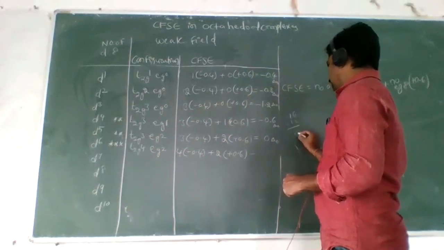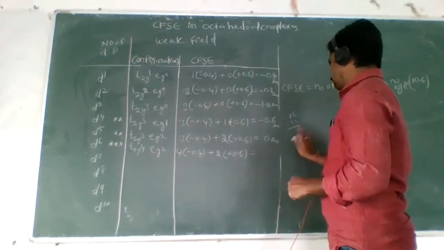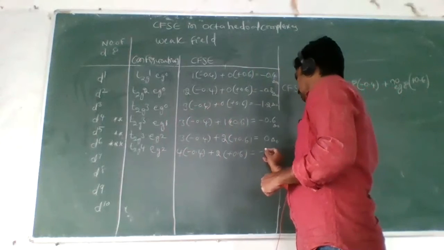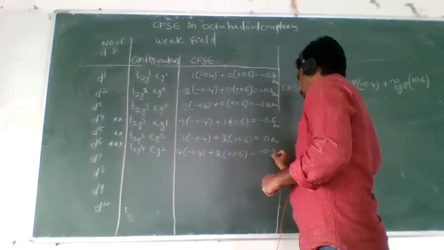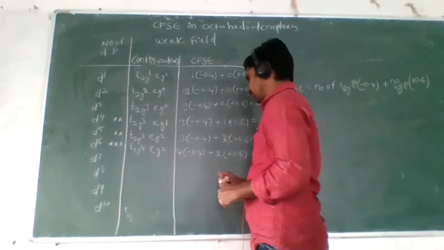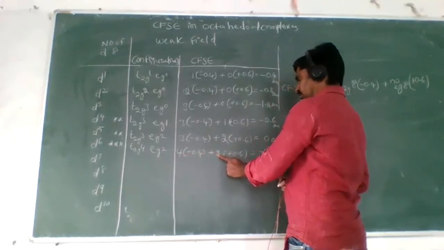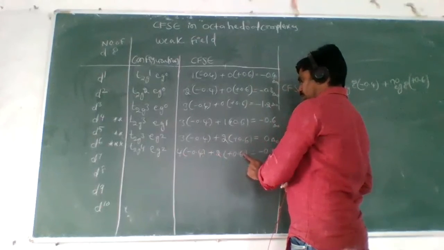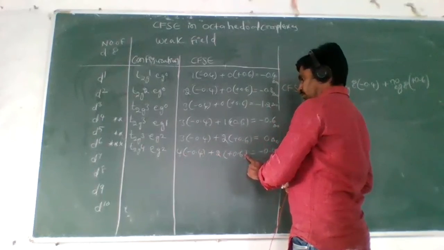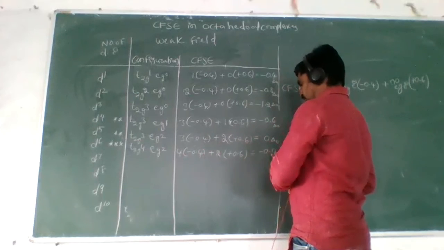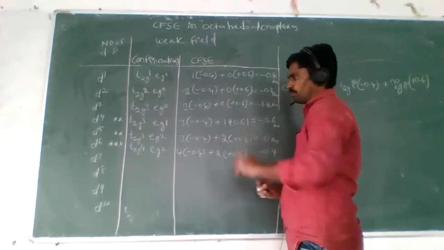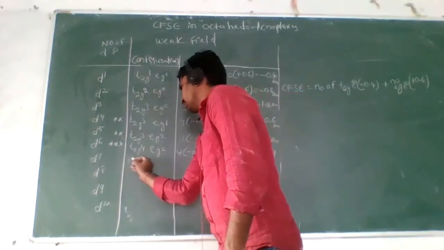Minus 0.4 now. Yes, minus 0.4. 4 fours are 16, 2 sixes are 12. 12 minus 16, what is that? Minus 0.4. Very good. Next one.